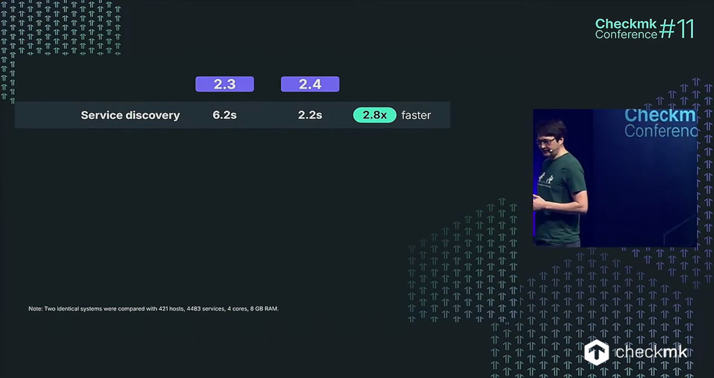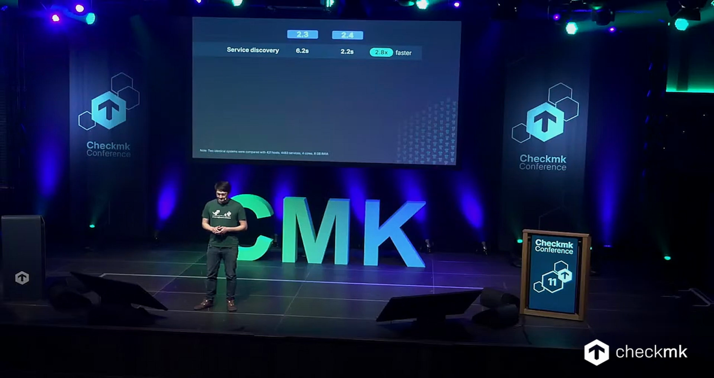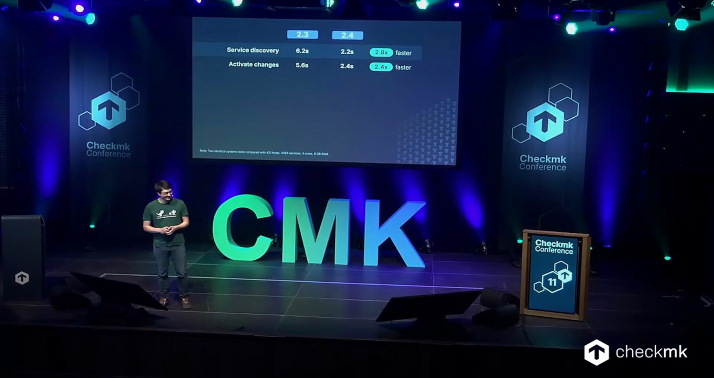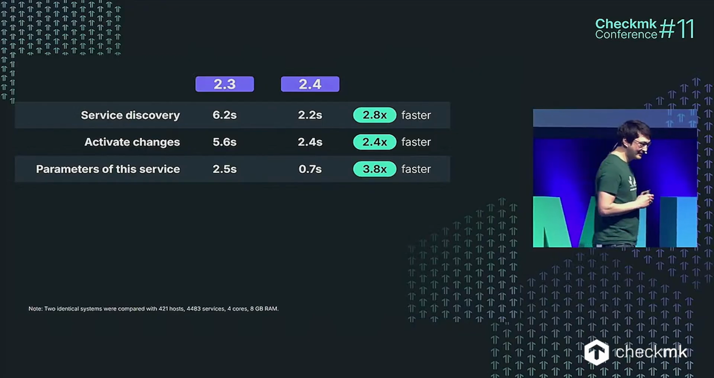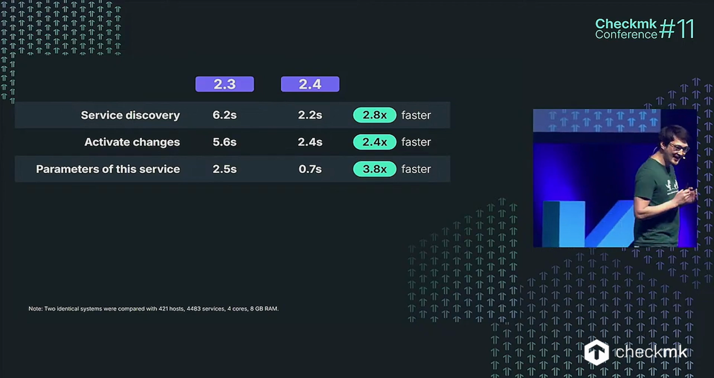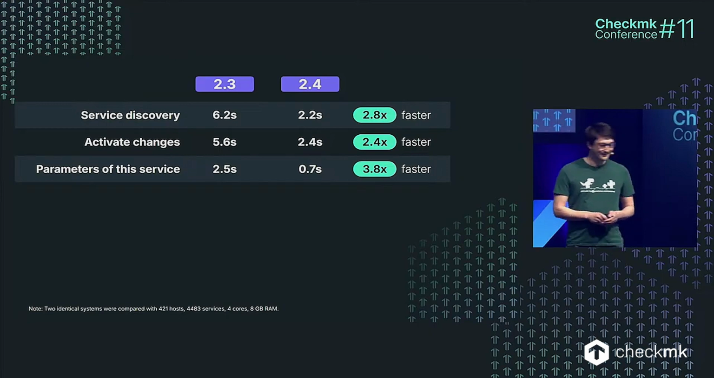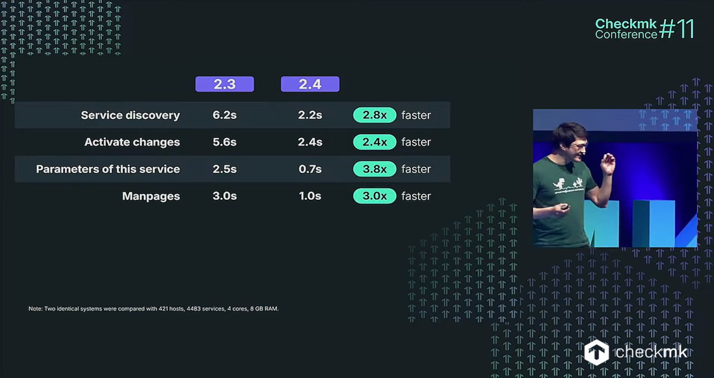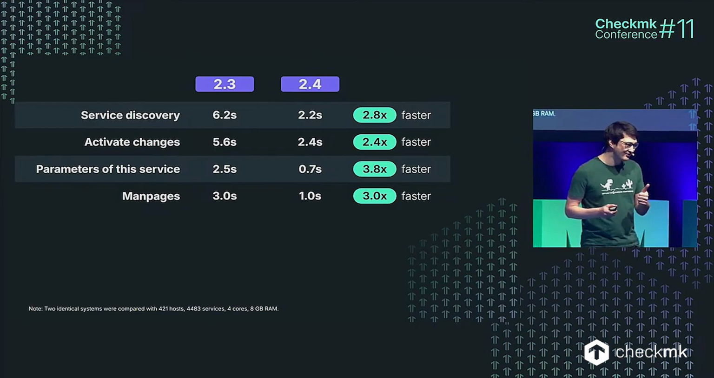So the service discovery in 2.4 is 2.8 times faster. Activate changes is 2.4 times faster. And here, parameters of the service, something people have asked for a long time to get faster, is 3.8 times faster. But even stuff like man pages, it's crazy. Loading a man page took 3 seconds before, and now it only takes 1 second. Still a lot of time, but much faster.